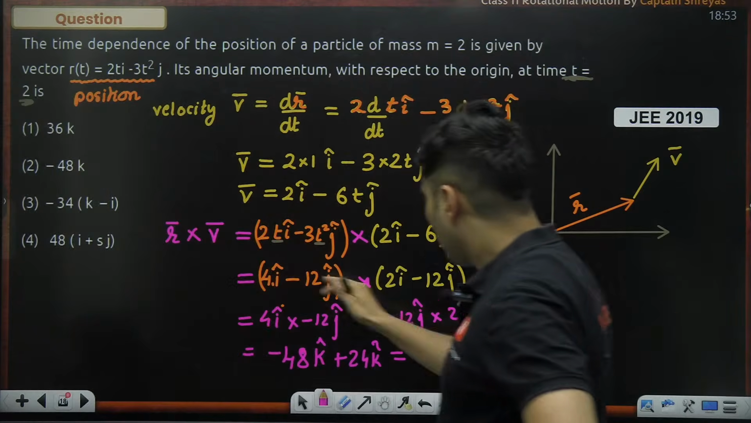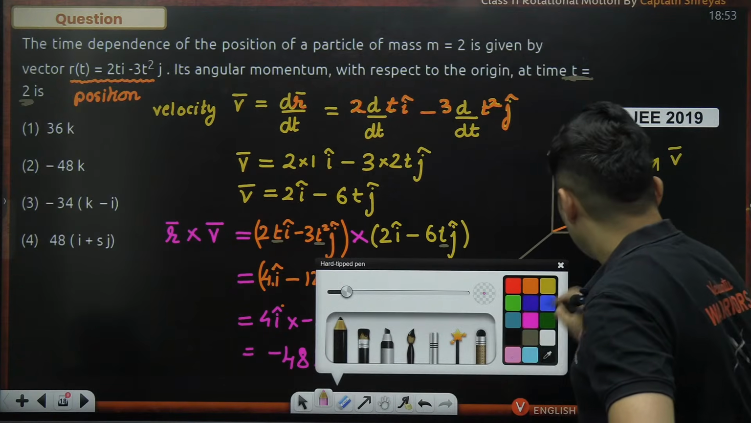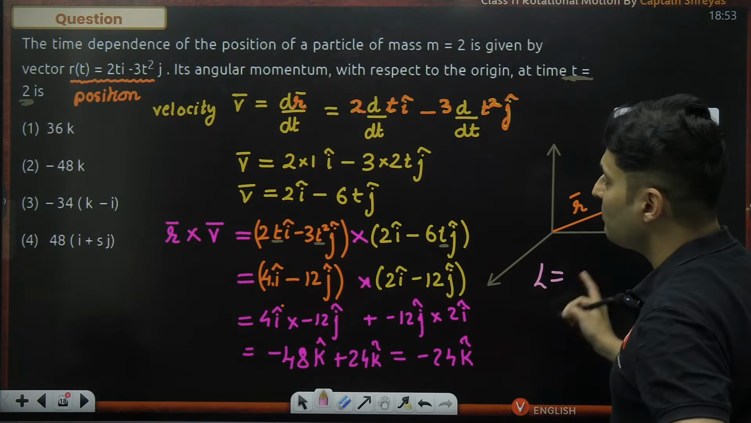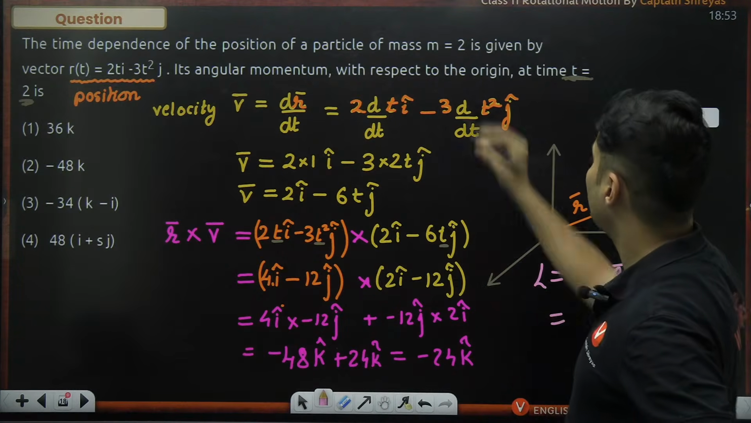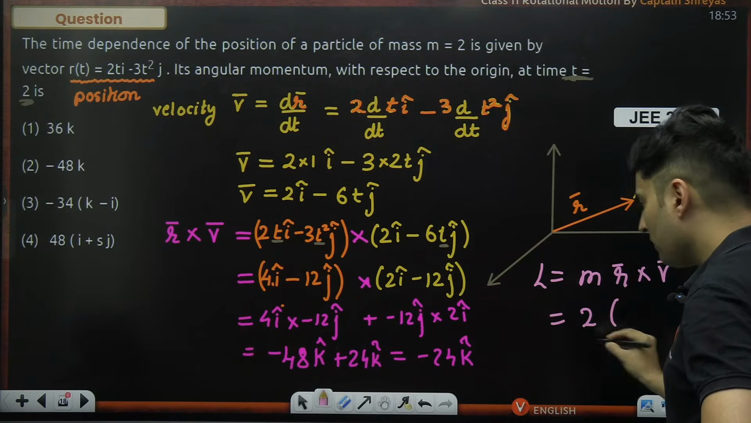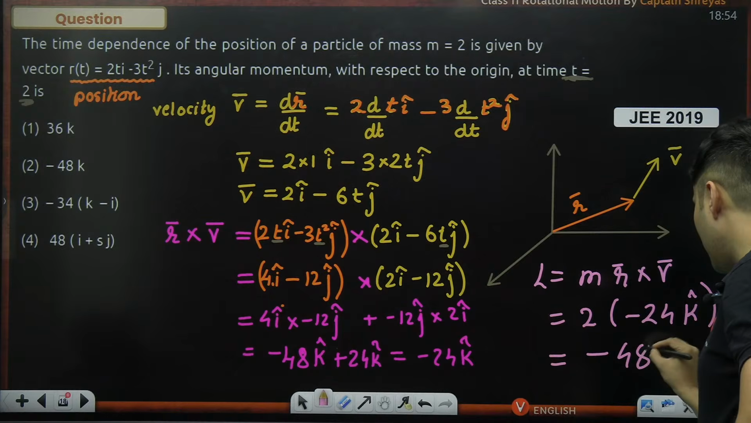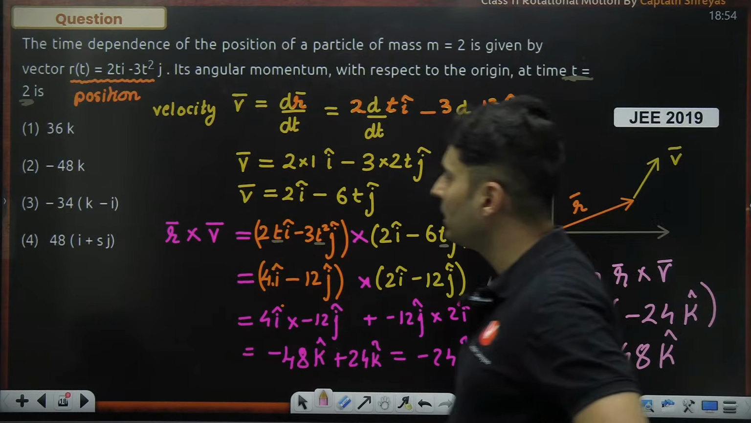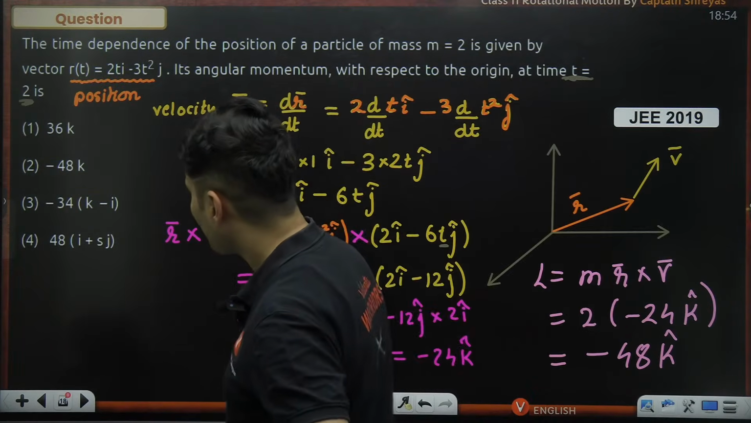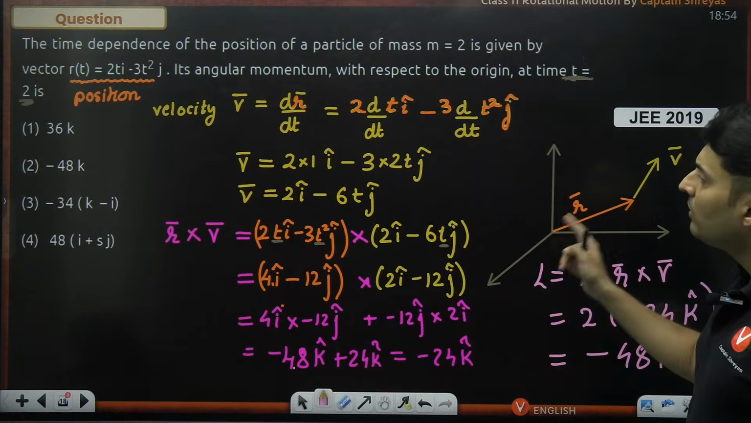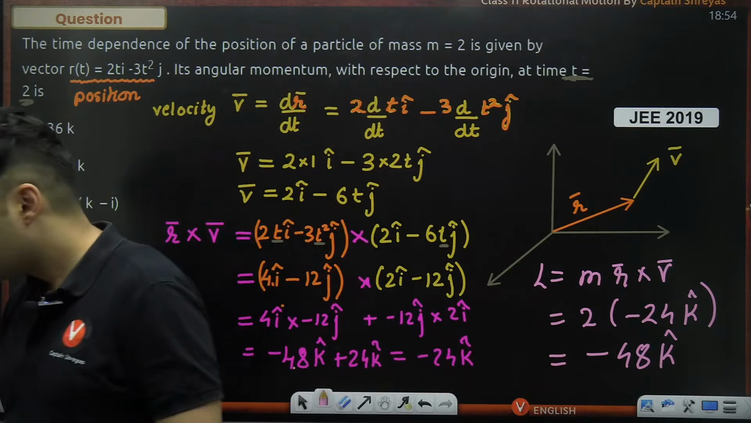Now, once we got r cross v, we just have to figure out the angular momentum. Angular momentum is mass into r cross v. Where is the mass? Mass is 2. R cross v, we just got it as minus 24 times k cap. So this will be minus 48 times k cap. Minus 48 times k cap is the second option. Let's check it out. Yes, it is absolutely fine. Correct one. So r cross v will be minus 24. Finally, we have to multiply it with m also to get the angular momentum.